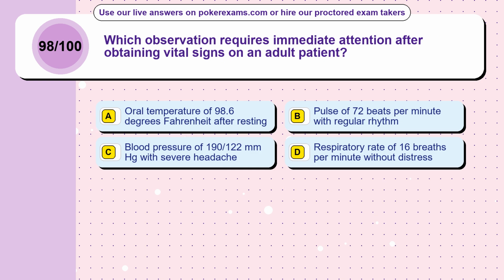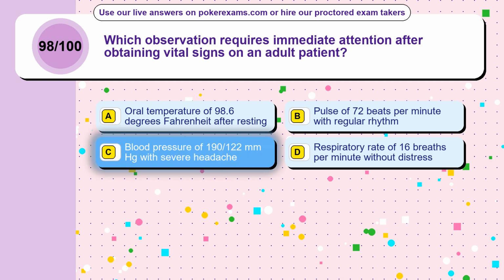Question 98. Which observation requires immediate attention after obtaining vital signs on an adult patient? Option A. Oral temperature of 98.6 degrees Fahrenheit after resting. Option B. Pulse of 72 beats per minute with regular rhythm. Option C. Blood pressure of 190/122 mmHg with severe headache. Option D. Respiratory rate of 16 breaths per minute without distress.